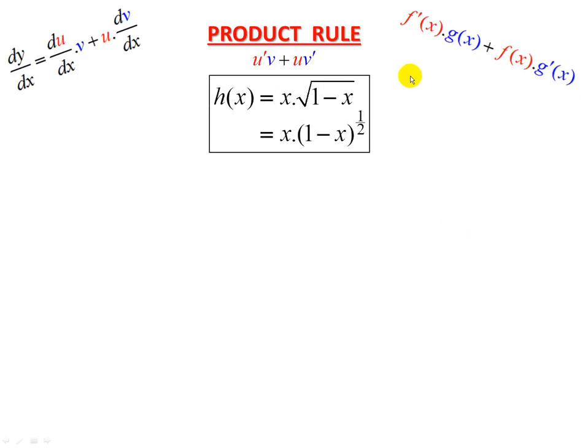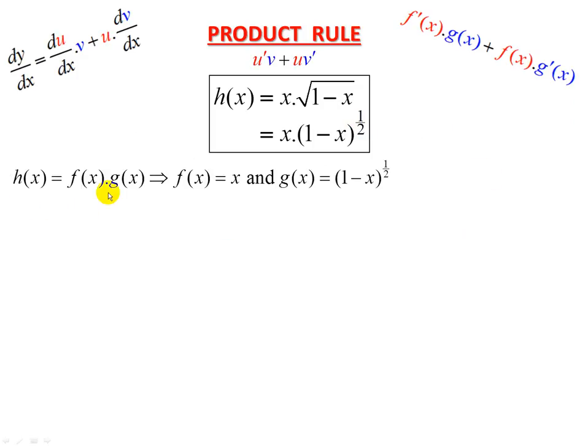Notice we have to write that as 1 minus x to the half. There we are. h of x, f of x times g of x. f of x is x, g of x is the square root of 1 minus x, or 1 minus x to the half. There's our formula. There is our product rule. So let's expand into this question.